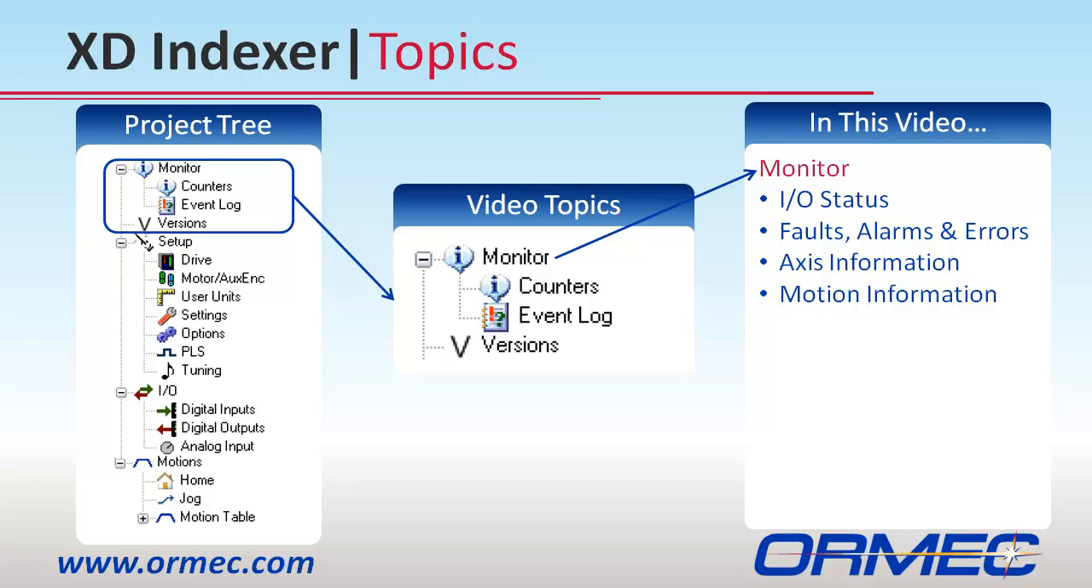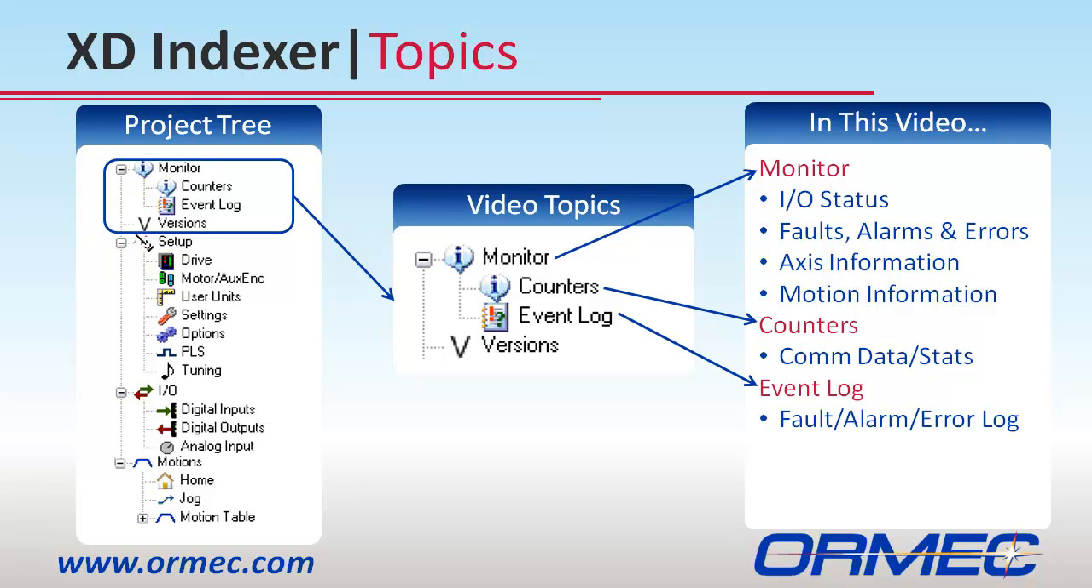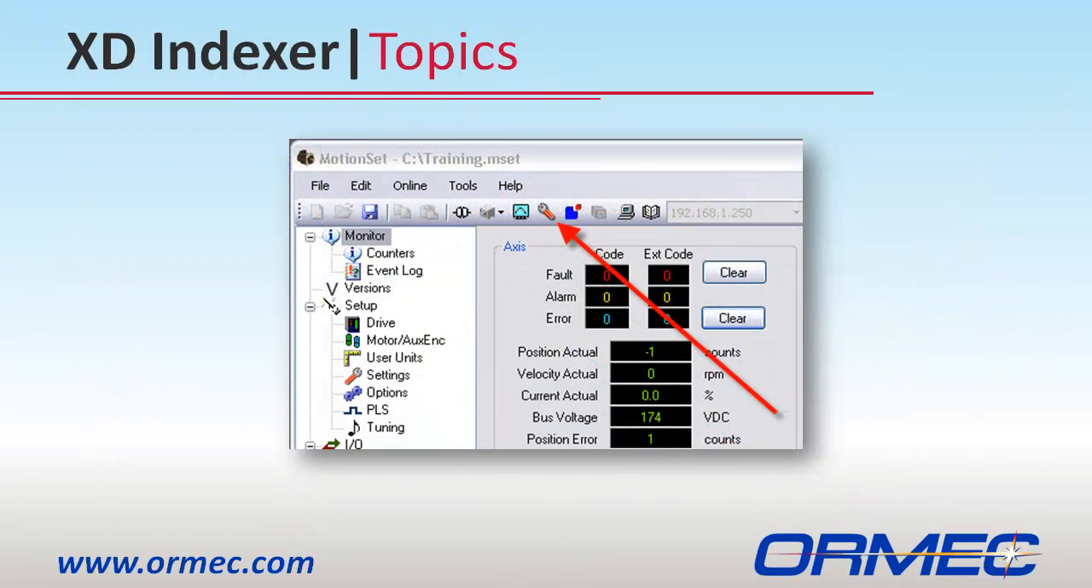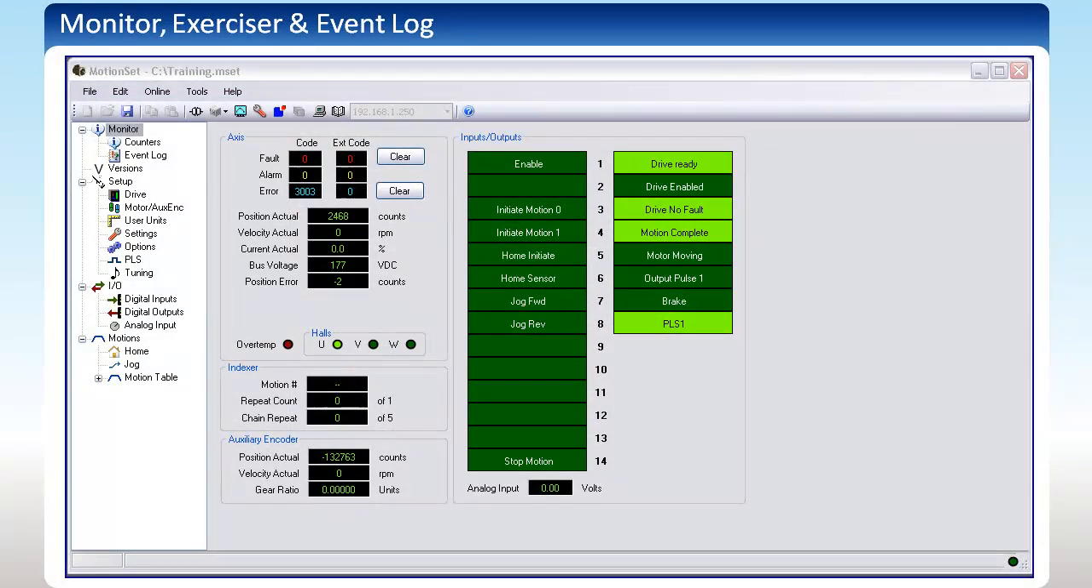status information. The Counters branch reports packet information about the Ethernet communication to and from the drive. The Event Log branch details alarms, errors, and faults that have occurred in the past. The Versions branch reports hardware and firmware version information. The I/O exerciser found in the menu at the top of the window allows you to take control of the inputs and outputs in software so that the application or portions of the application can be simulated without needing to trigger the physical I/O. Let's take a look at the Monitor branch first.